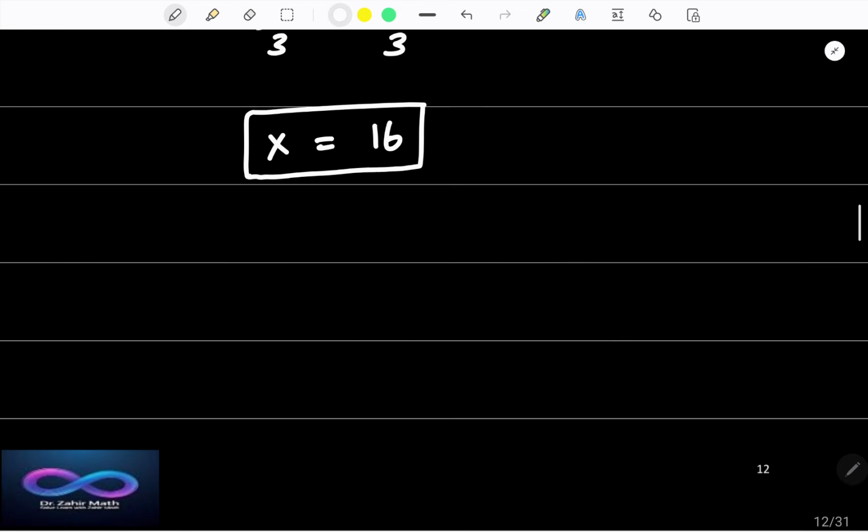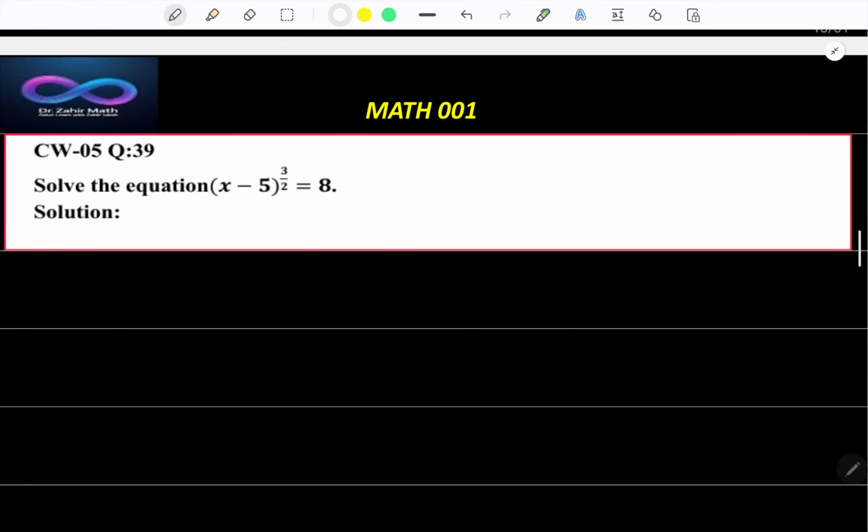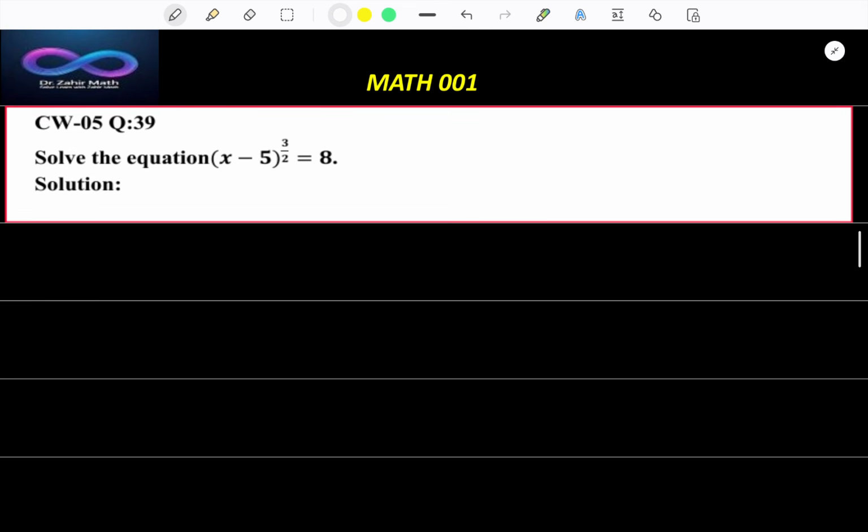Right? Yes. Now let's go to the next question. Again, this is also what? Radical equation. So now look at the equation. X minus 5 to the power of 3 by 2 is equal to 8.